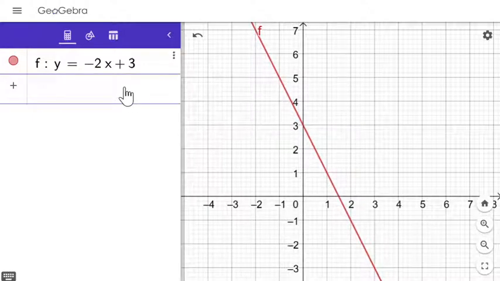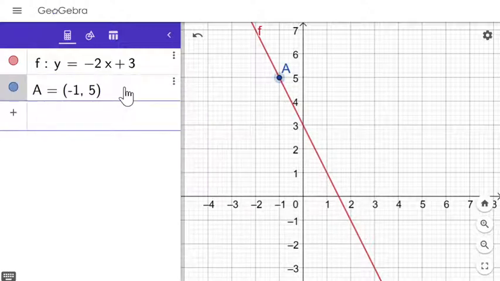And we can see that quickly in GeoGebra when I look at negative 1 comma 5. It's like, yeah, I'm right here. That point lives on this line. If I was to put negative 1 into the equation, negative 2 times negative 1 would give me positive 2, and 2 plus 5 is 3.